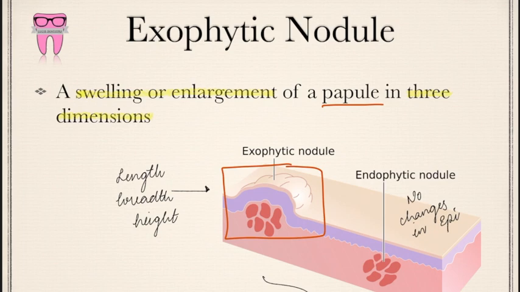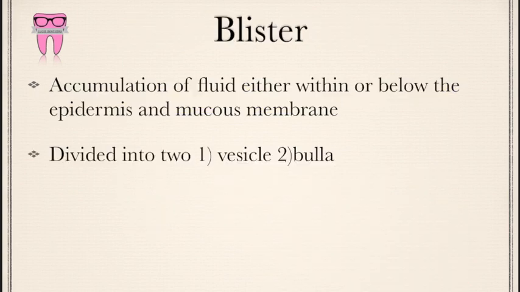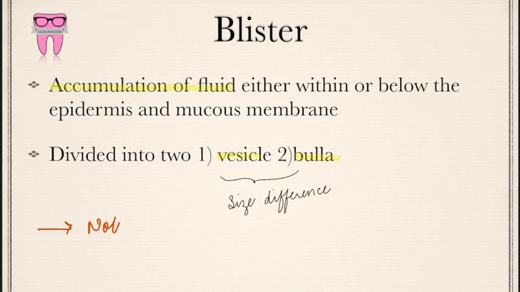Now coming to the next lesion under this category of lesions above the level of the mucosa, we have blister. Blister is an accumulation of fluid either within or below the epidermis and mucous membrane. It is divided into vesicle and bulla based on the size difference. Remember, blister is not pus filled.